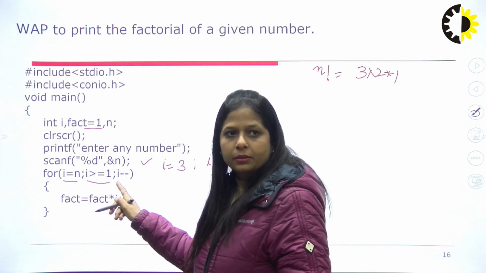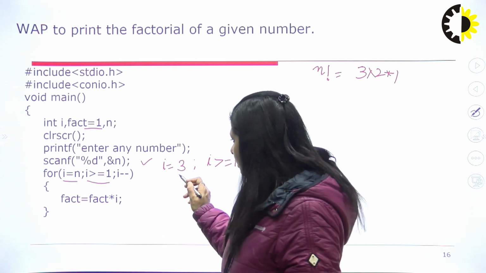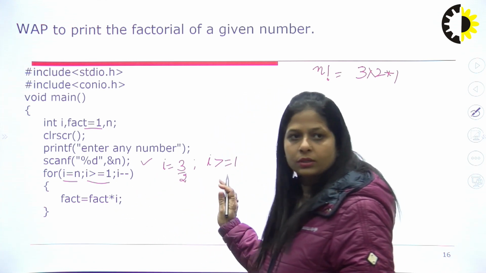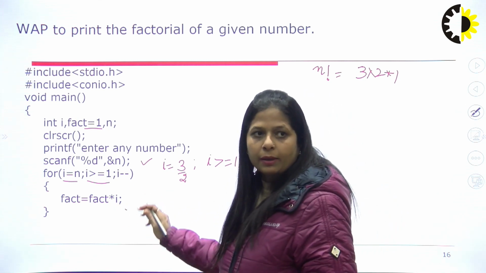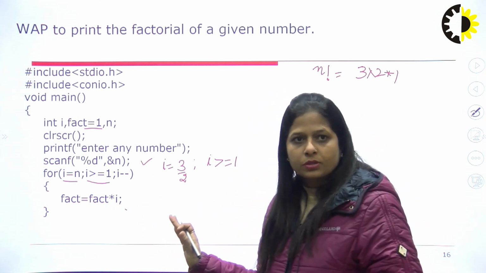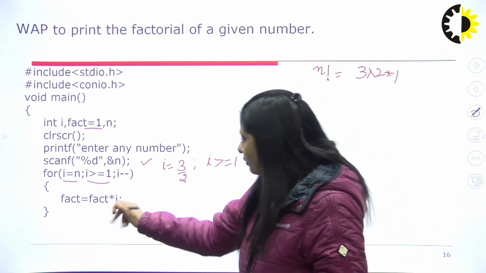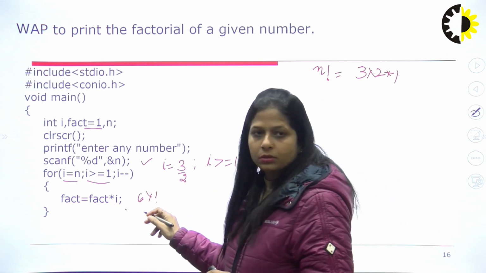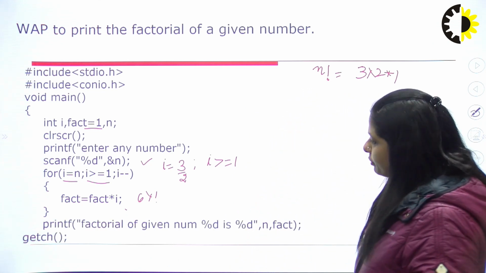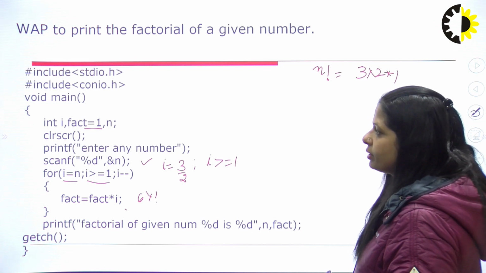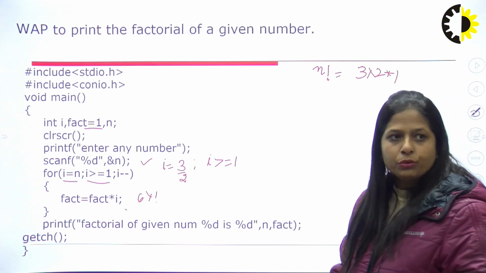Next time, i minus minus. i becomes 2 now. 2 is greater than 1, the condition is true. 3 into 2. Next time, i minus minus. i becomes 1. 3 into 2 was 6, so the value of fact was 6. 6 into 1. Right. So that's how it will return the value of the factorial, and that is how we can use the concept of the for loop.